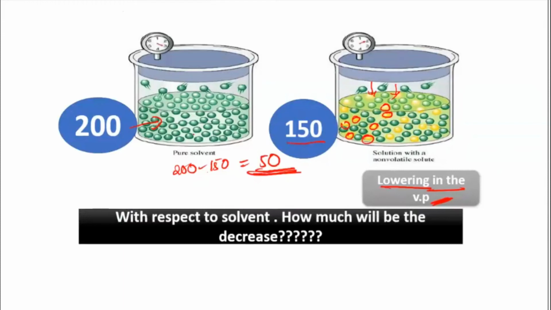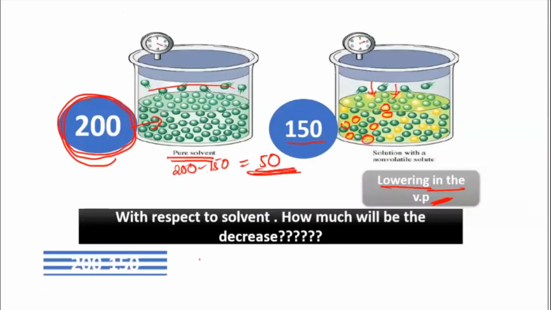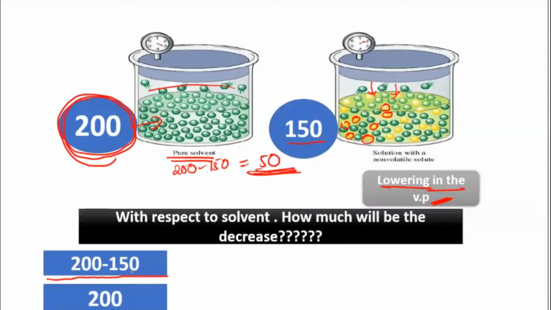If I have to calculate compared to the solvent how much the decrease is, what should I do? I should take the amount of decrease which has happened and divide by the total quantity, that is the total pressure exerted by the solvent, which is 200. So I get 200 minus 150 divided by 200. I am measuring with respect to the solvent how much decrease has happened.